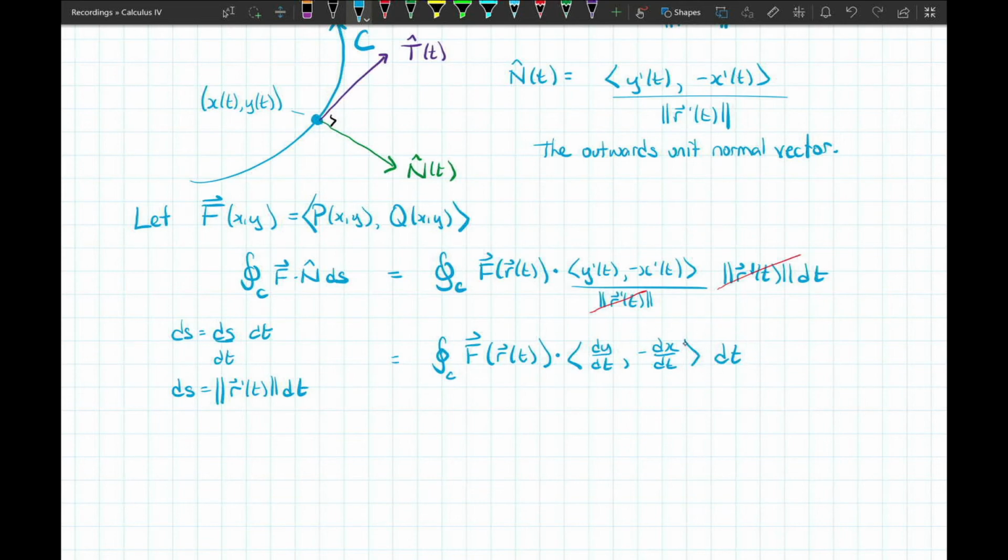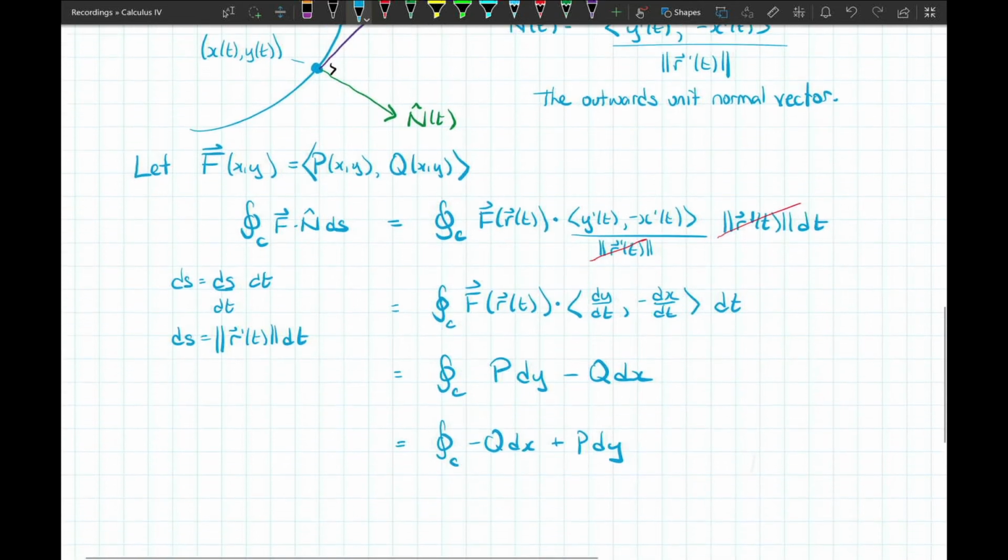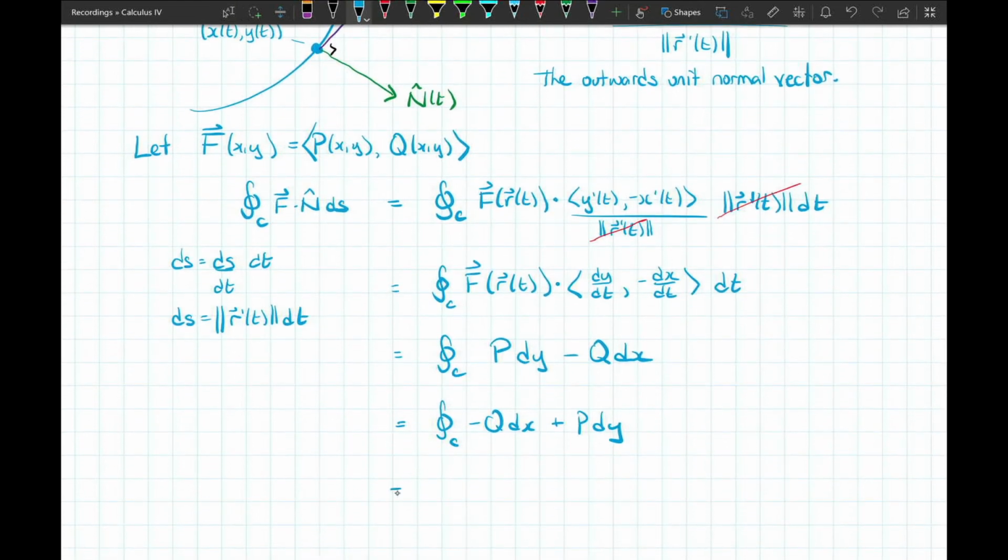Well, if we wanted to split this up into our component form of the line integral, then this becomes P dy minus Q dx, where P and Q are functions of x and y. Now it's a little bit backwards. Usually we have our dx first and our dy second. So I'll write this as negative Q dx plus P dy. Now it's at this point that we can apply Green's theorem.